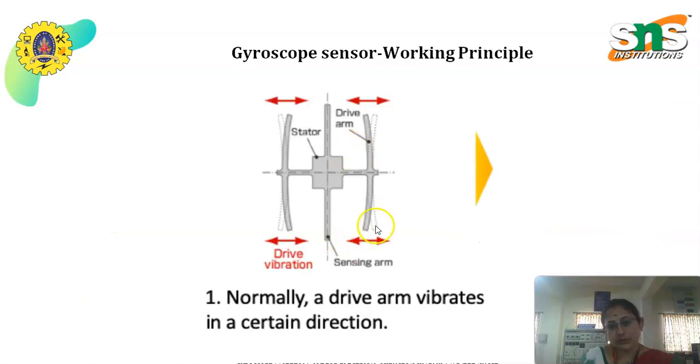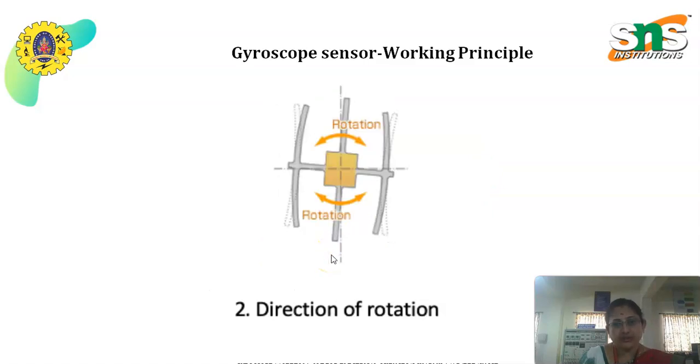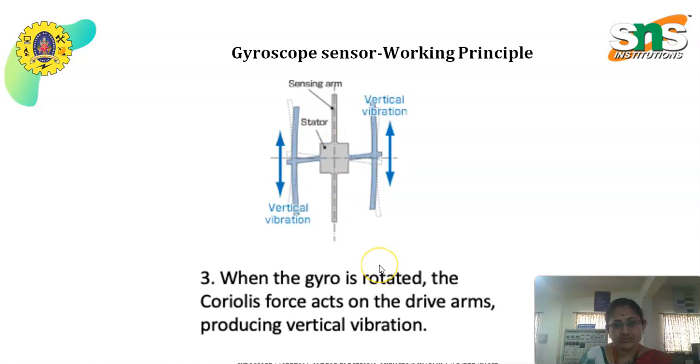This is the gyroscope rotation based on normal drive arm vibrations. First this is a stator, these two are called the drive arms, and this is called the stationary arm or sensing arm. Due to the vibration, it rotates from right to left and left to right. Due to this right-to-left and left-to-right rotation, cancelling occurs, and the stationary point remains static. The direction of rotation may be clockwise or anti-clockwise.